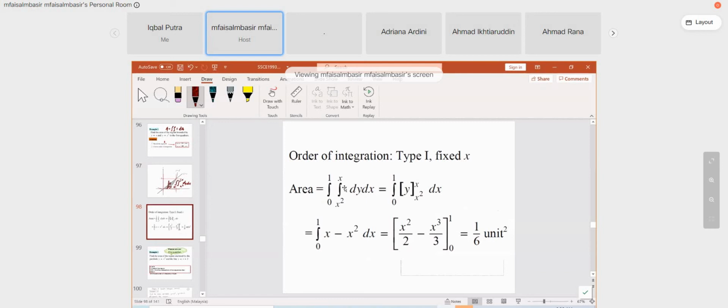So inside is 1. You integrate the inside first with respect to y, and we get 1. If you do type 2, you can use type 2, no problem.